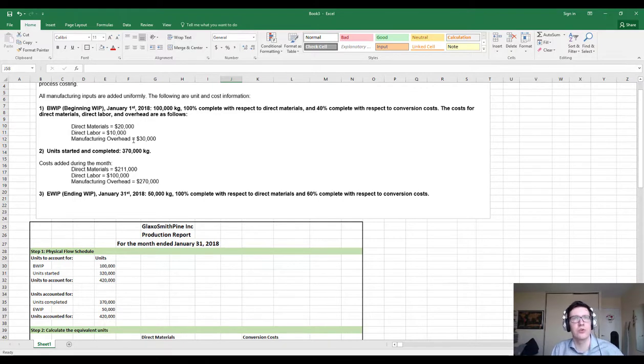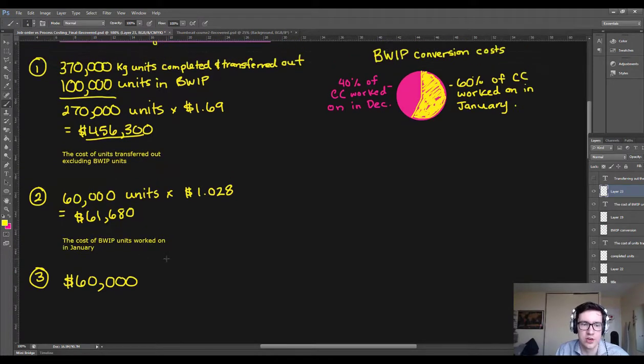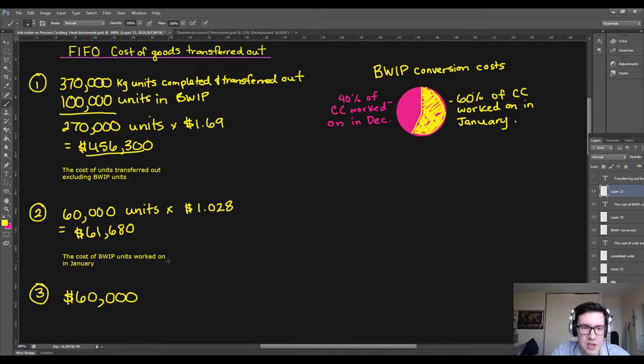So when we're transferring out these goods, because 100,000 of the kilograms of the total 370,000, which were started and completed, are going to be transferred out to the next process, we're going to take the total balance of that BWIP account, and it's going to be transferred out, and it's going to be included in our cost of goods transferred out. So those are your 3 costs.